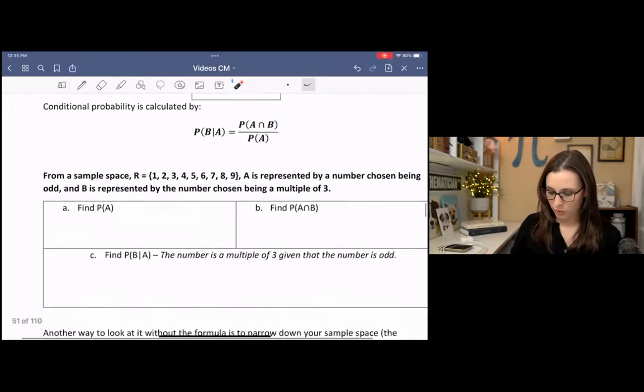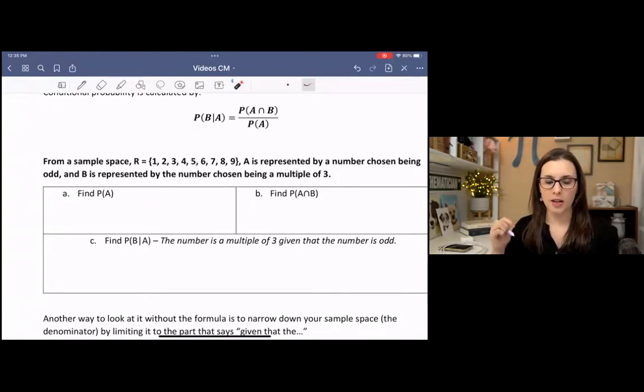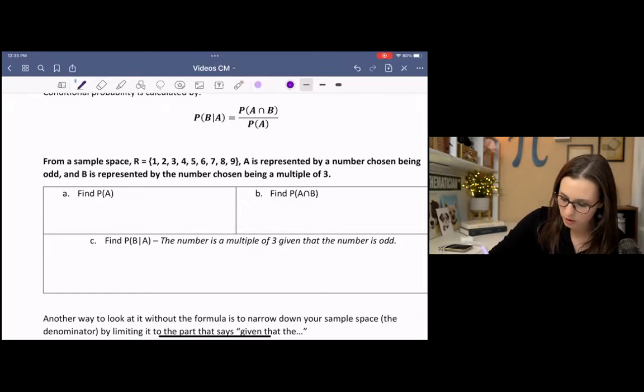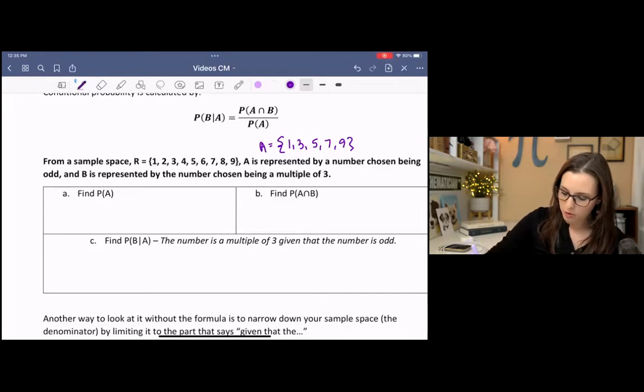So I have an example, and we're going to practice using the formula from a sample space of 1, 2, 3, 4, 5, 6, 7, 8, 9. A is represented by the number chosen being odd. I'm going to go ahead and list out what that is: 1, 3, 5, 7, 9. And B is represented by the number chosen being a multiple of 3: 3, 6, 9.